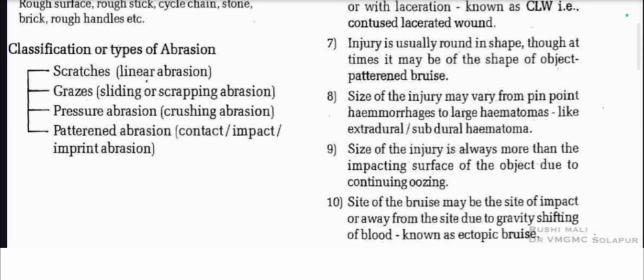What I told you on pressure abrasion is that the force is very less, and the duration is very long, meaning it takes a lot of time. That is nothing but your pressure abrasion. But what happens in impact and imprint abrasion? The force is very much, and the duration is very less. That is called impact.